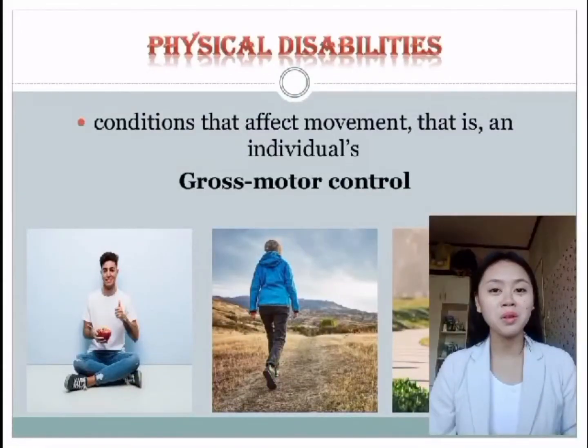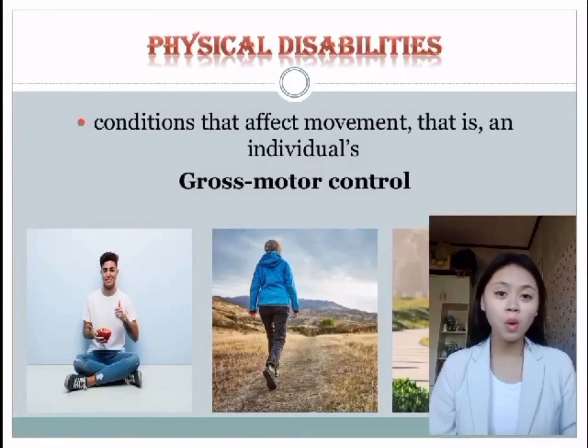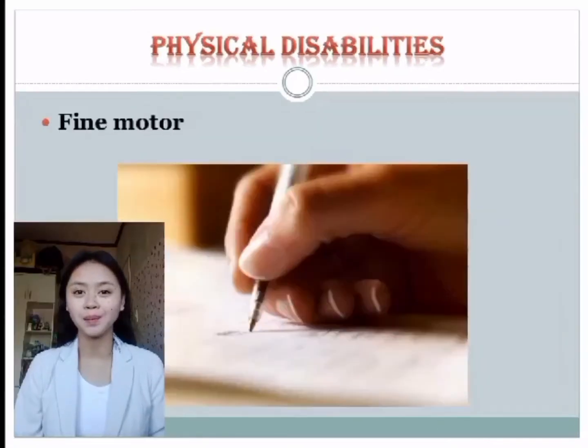So first, let's unlock the meaning of physical disability. So what is physical disability? Physical disability is a condition that affects movement, that is, an individual's gross motor control and fine motor. Gross motor requires whole body movement, which involves the large muscles of the body to perform everyday functions such as sitting, walking, running, and etc. While fine motor skills are the ability to make movement using the small muscles in our hands and wrist, like writing or holding any objects.